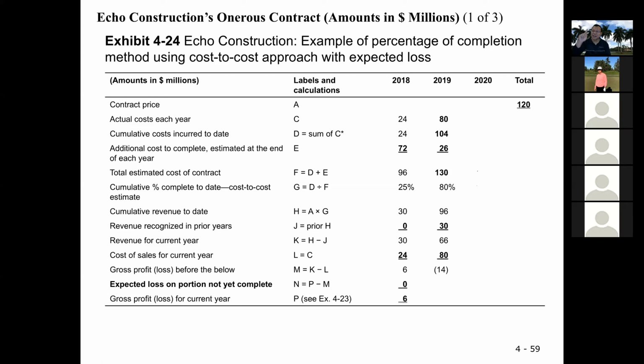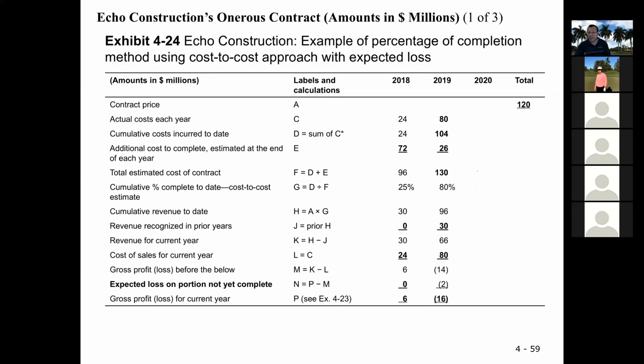What about 20%? For 100% the loss is 10 million, right? What about 20%? 2 million. So you have to recognize the expected loss of 2 million in 2020, right? So in total, your loss for 2019 should be 16.